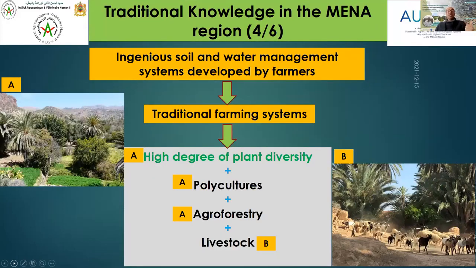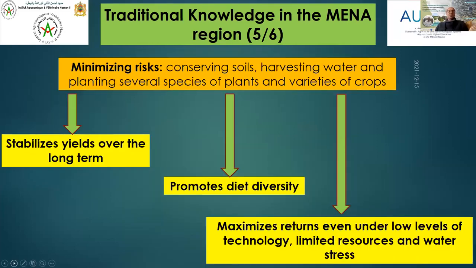So ingenious soil and water management systems were developed by farmers, which correspond to traditional farming systems, allowing a high degree of plant diversity, polycultures, agroforestry, and combining livestock with all these. So minimizing risks through conserving soils, harvesting water, and planting several species of plants and varieties of crops allowed them to stabilize yield over the long term, to promote diet diversity of the population, and to maximize returns even under low levels of technology, limited resources, and water stress.